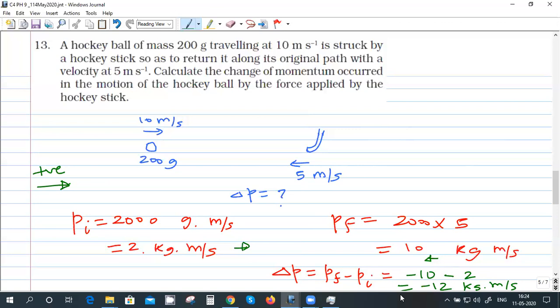So the total change is 12, and you can say the direction separately, towards left. Minus just indicates the direction. So you can see the change in momentum is 12 and the direction is negative, or you can say minus 12, with this convention of towards right being positive.